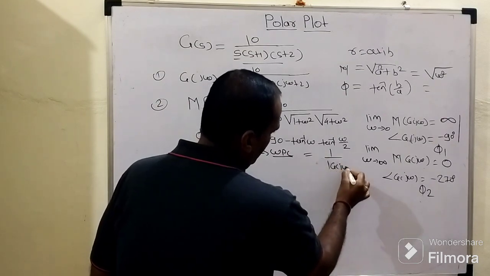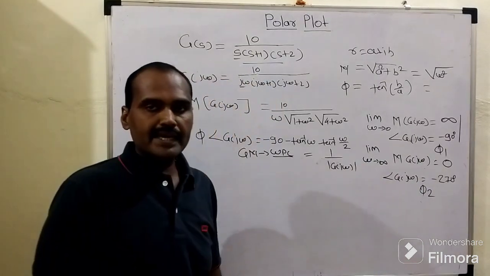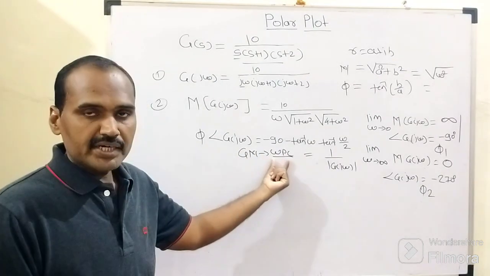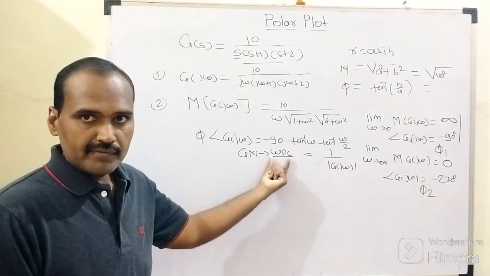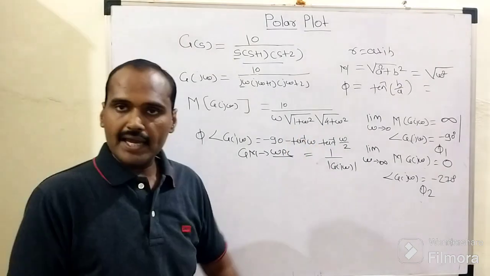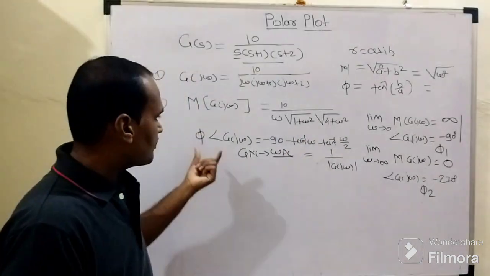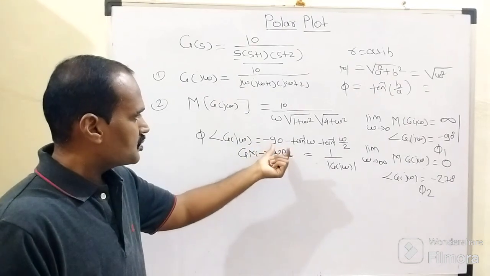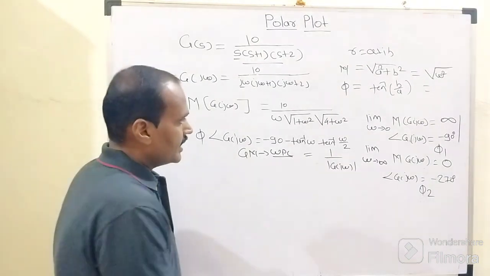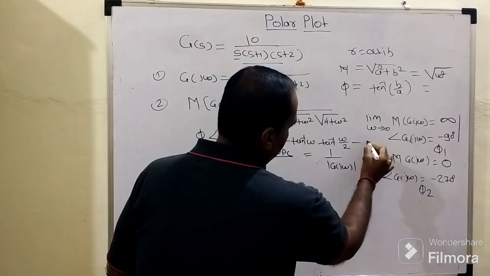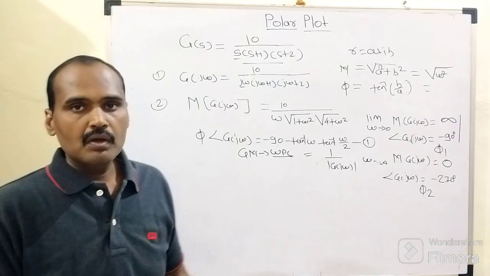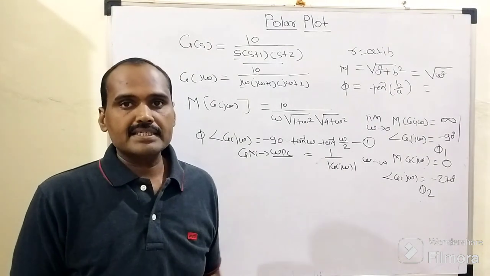The modulus of G of j omega is nothing but the gain margin. So in order to decide this gain margin, first of all we need to tabulate the phase crossover frequency. Now this polar plot is nothing but the plot between magnitude and phase angle. Its phase angle is G of j omega equals minus 90 minus tan inverse of omega minus tan inverse of omega by 2. Suppose we mark this statement as equation number 1. From equation number 1, we need to decide its gain margin.